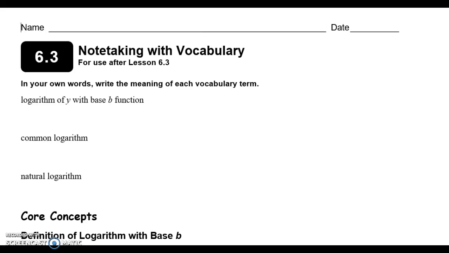Today we're going to start section 6.3 and we're going to be looking at logarithms, common logarithms and natural logarithms. And these are inverses of e and exponential functions. So they're opposites of each other. So first take a moment, open up to your journal, page 166, and copy down the definitions.